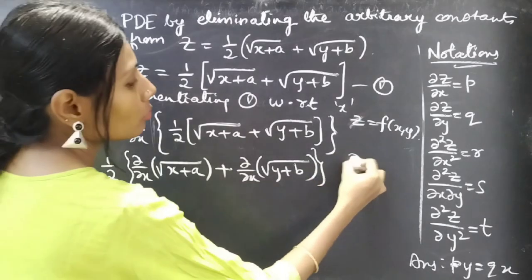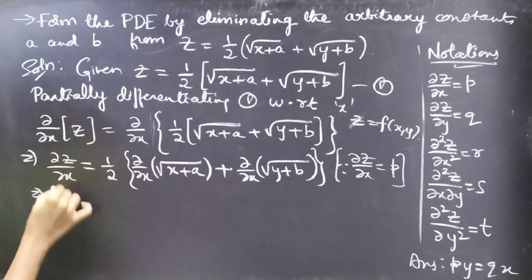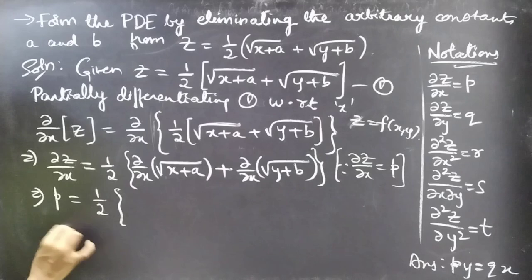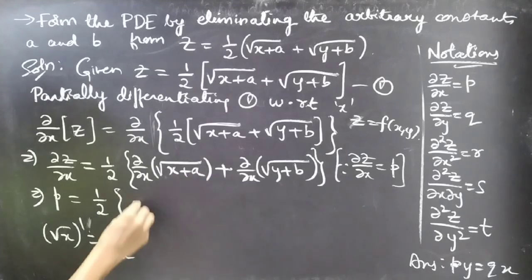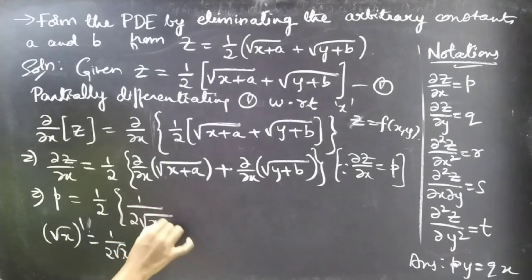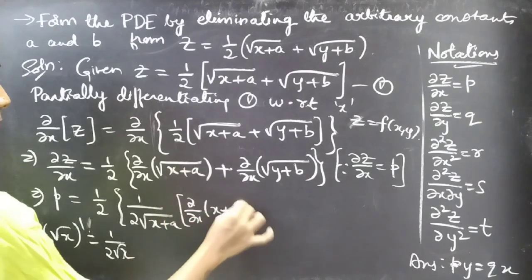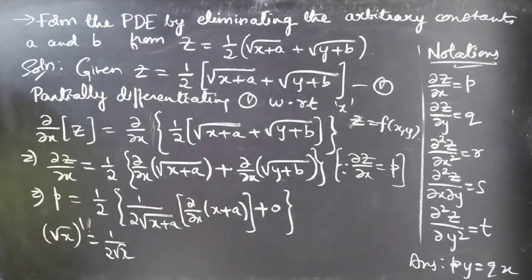Now let's use the notation dou z by dou x equal to p and replace the LHS part by p. We'll get p equal to 1 by 2 into partial derivative of square root of x plus a. Since we know that derivative of square root of x is 1 by 2 root x, but in place of x we are having x plus a, so you'll get 1 by 2 root x plus a into inner derivative, that is dou by dou x of x plus a, plus partial derivative of a constant with respect to x is 0.